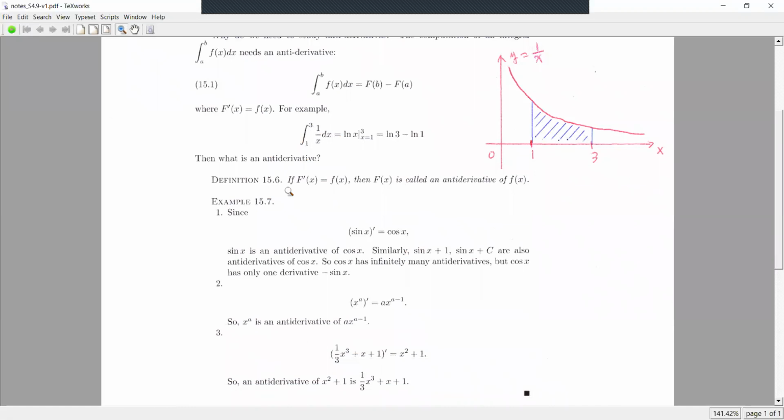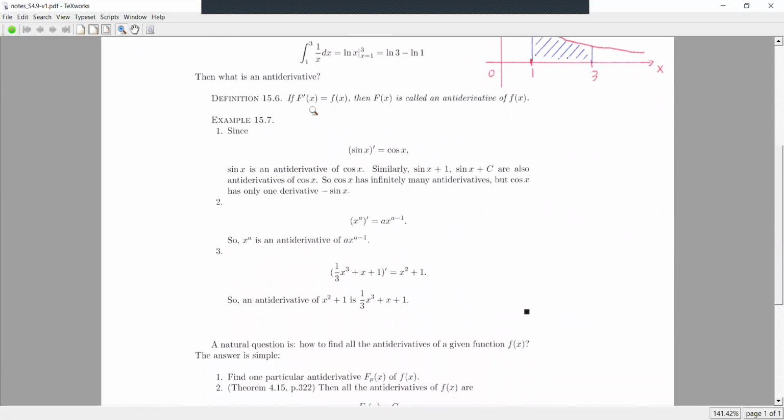Okay, here is the definition of antiderivative. Suppose we have two functions, little f and big F. If the derivative of big F is equal to little f, then we say that big F is an antiderivative of little f. For example, sine's derivative is cosine. So sine is an antiderivative of cosine. Similarly, the derivative of sine plus 1 is cosine. So sine plus 1 is an antiderivative of cosine.